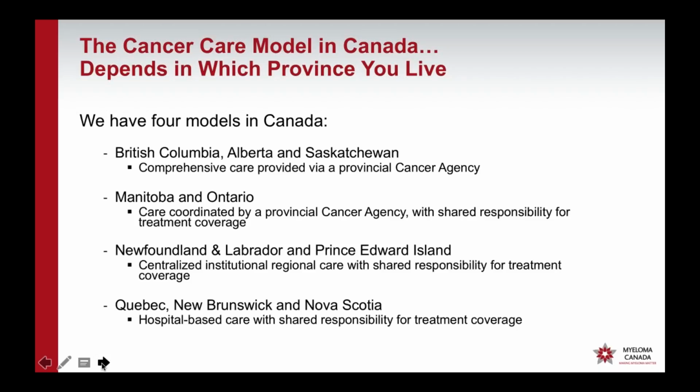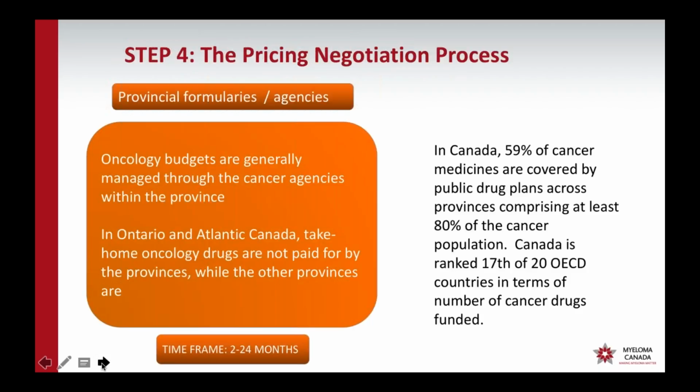In British Columbia, Alberta, and Saskatchewan, there is comprehensive care that's provided via one cancer agency. So it's a separate body from all of the other drug reimbursement groups in these provinces. So in those provinces, for example, in BC it will be the BCCA, the British Columbia Cancer Agency, and you'll have the same in Alberta and Saskatchewan. Newfoundland, Labrador, and Prince Edward Island are very small. They have one payer that covers all of the cancer drugs. And in Quebec, New Brunswick, and Nova Scotia, it would be hospital-based care where the responsibility of treatment coverage will be shared between either the hospital or the provincial drug plan. So you've got 4 different types of payers, depending on where you live.